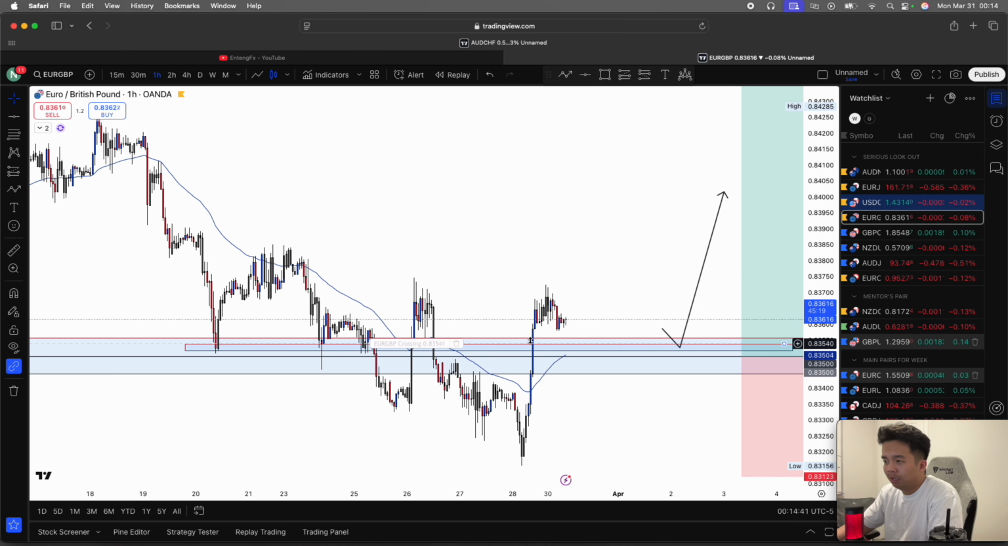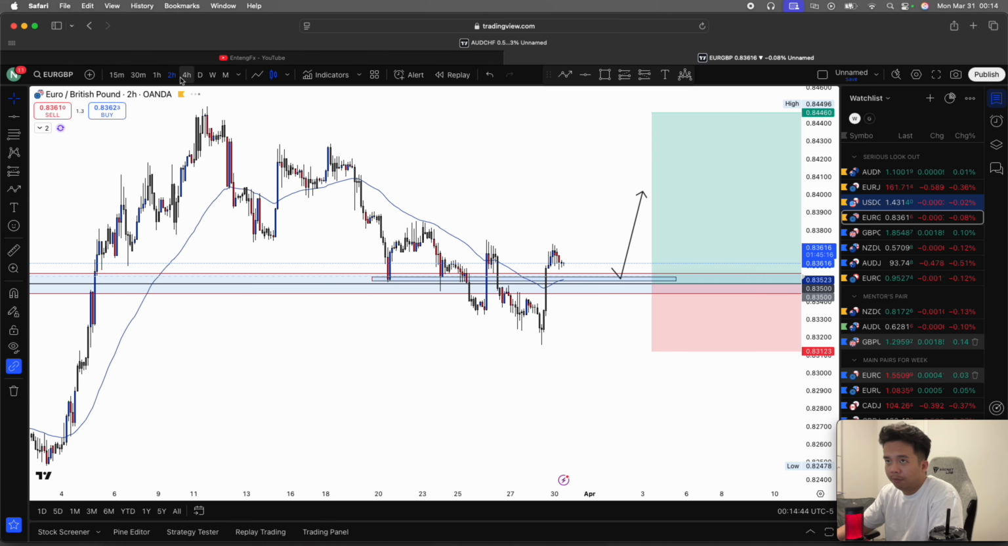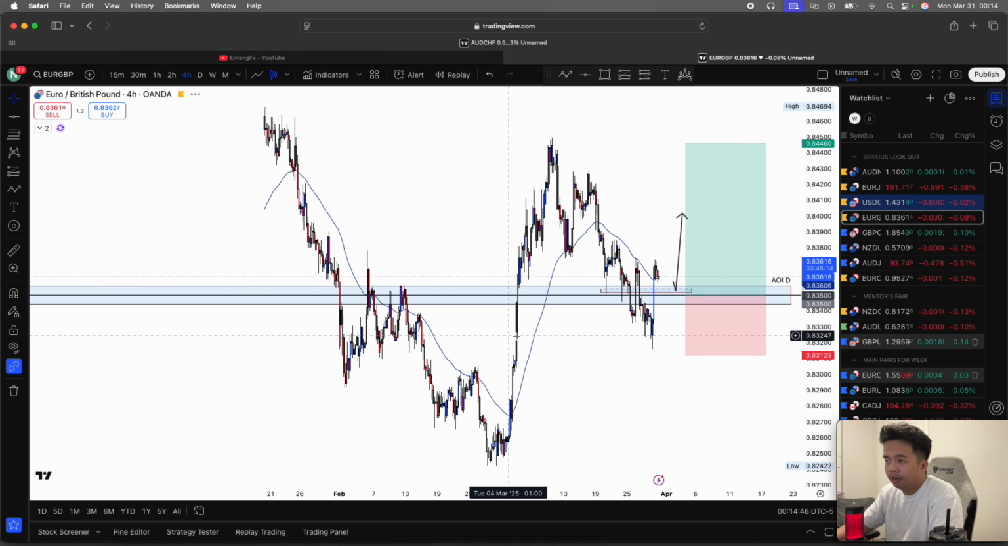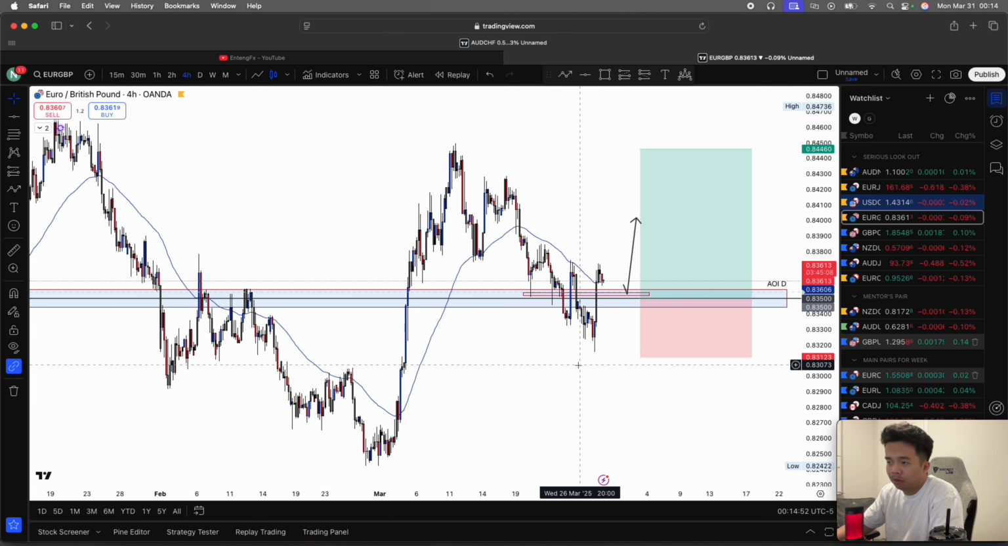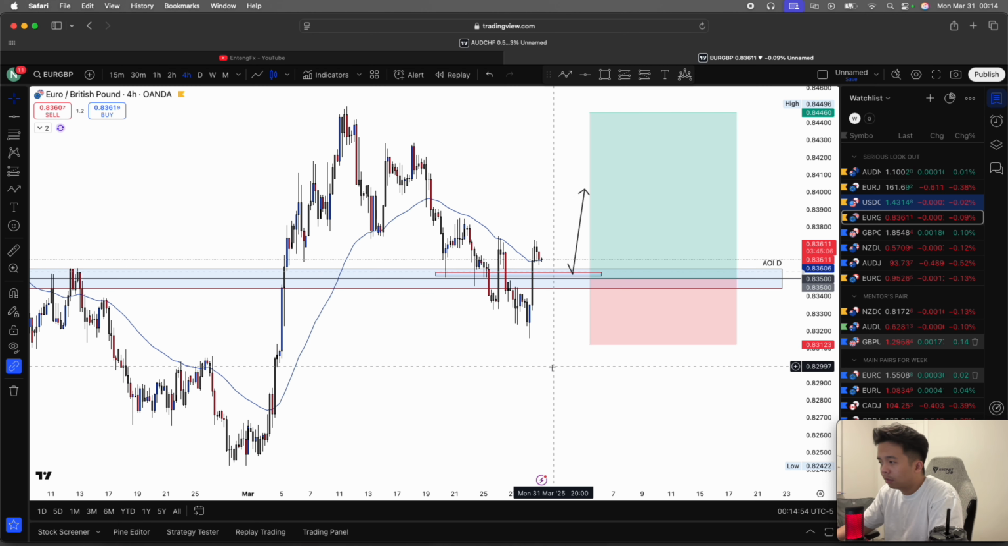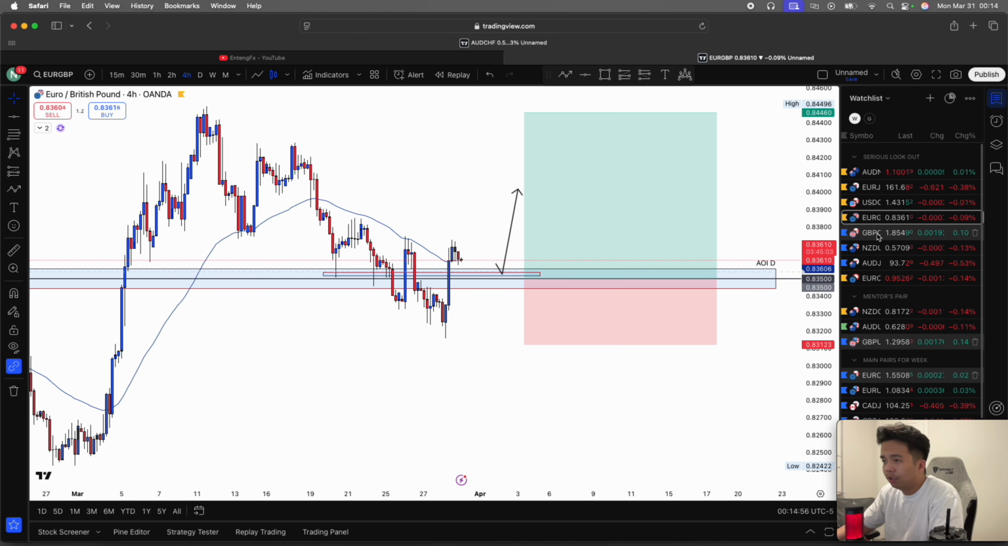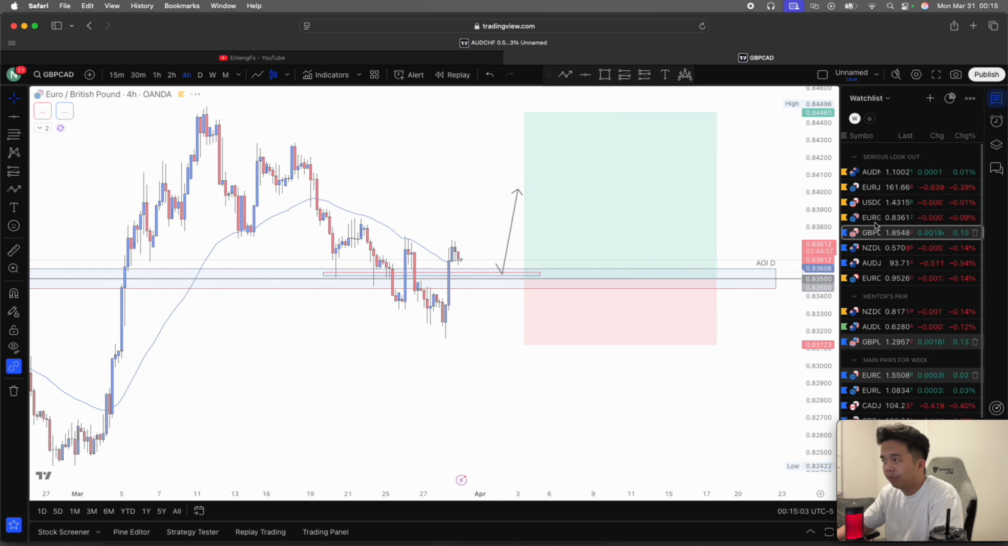Not really interested, but I'm interested in watching this pair, because right now it's slowing down. I don't like how it's slowed down right now, but we'll wait for this one. I'll keep an eye on this one, but that's our plan. Pretty much break down, have a retracement and go to the upside.